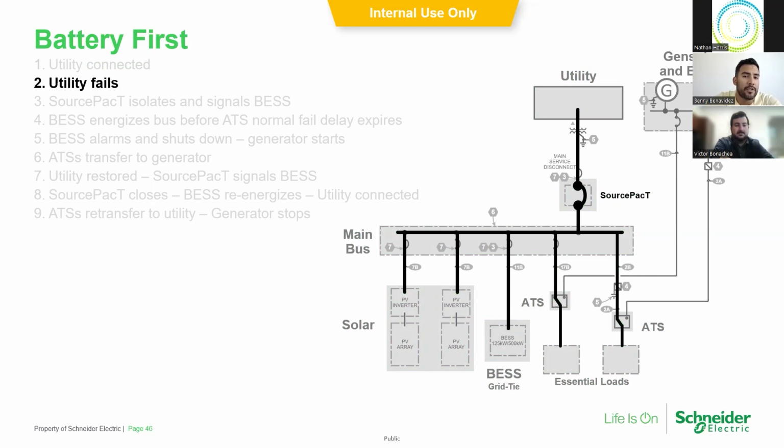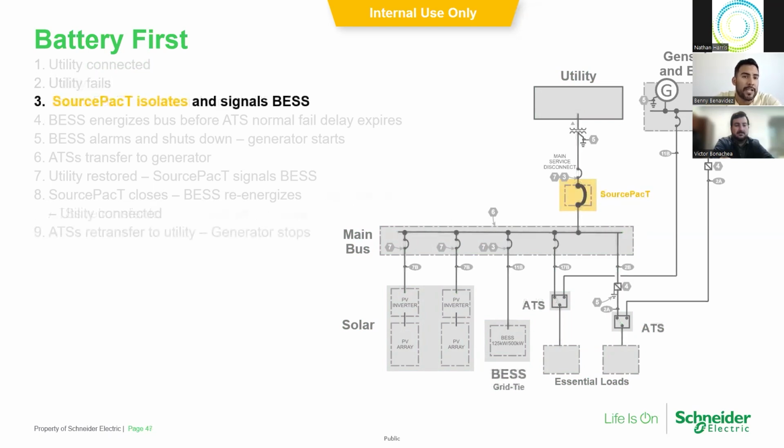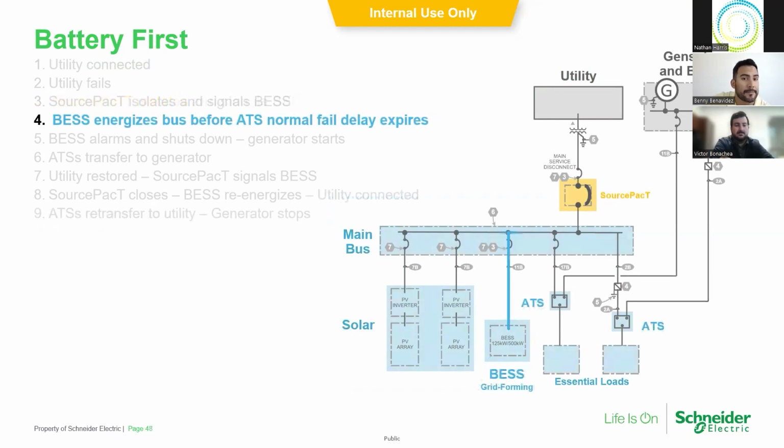Now, what's beneficial of this design is when we lose power, source pack will isolate from the utility. So it would open the motorized breaker. At the same time, as it detects utility outage, it will send a signal to the battery energy storage system telling them we're disconnected, come online. Again, this can be configured where you lose power, source pack opens its breaker within a second, and then at that same moment, the battery energy storage systems will change state to grid forming and energize that bus within probably 2 seconds.